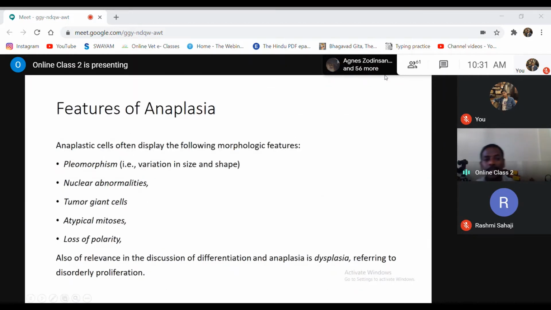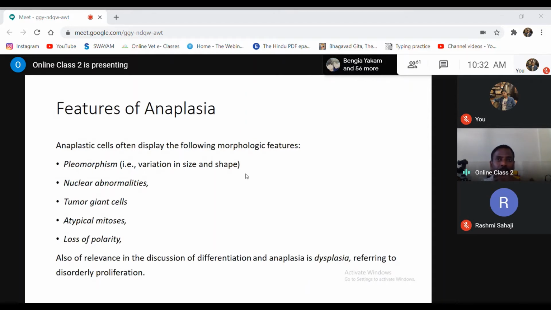So that is another important feature. The first one is pleomorphism, which can be variations in size and shape of the cells. Some cells will be smaller, some will be larger, some will be oval, some will be round, some will be elliptical. It can be either in the size as well as the shape of the cell. Those features you say as pleomorphism. Then you can find nuclear abnormalities.